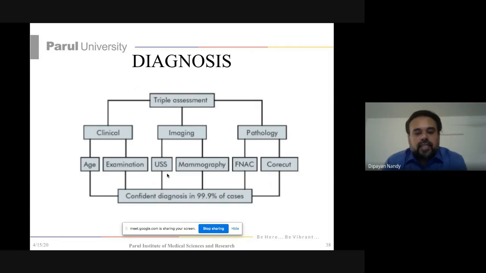Imaging of any type, most commonly, most sensitive right now, of course, is the mammography, or we can also do a sonography or MRI, which we'll discuss later. And the third part is the pathology, which can either be a FNAC, that is a fine needle aspiration, or a bigger chunk or a core biopsy. Right? So triple assessment for breast malignancy is the gold standard even in today's day and age.